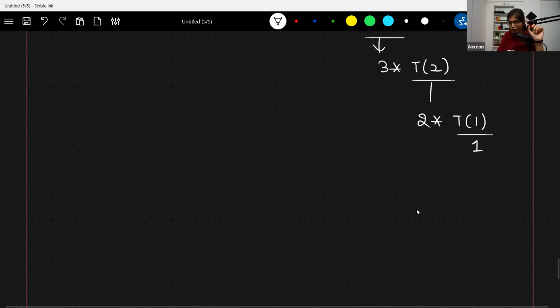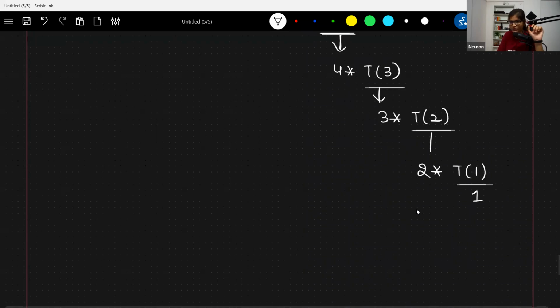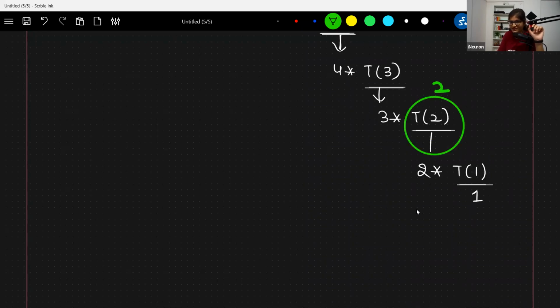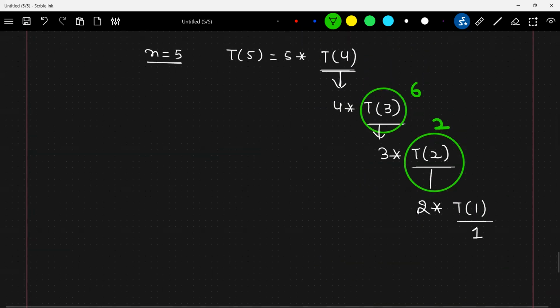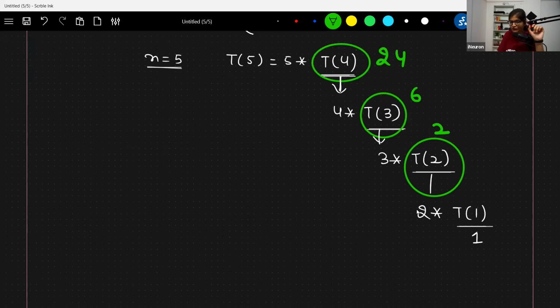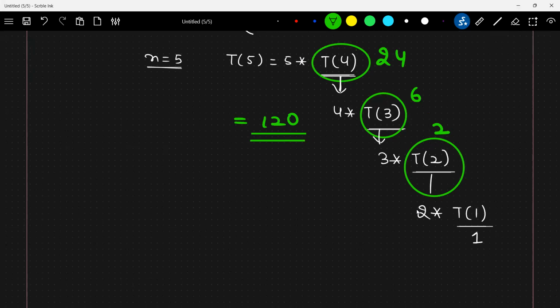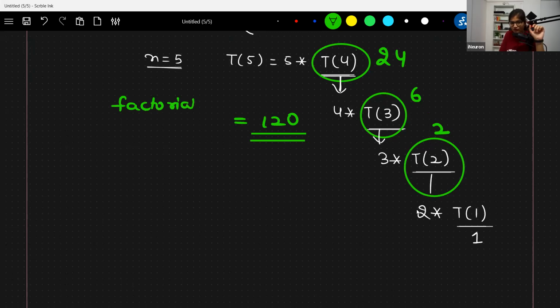So now this is T of 2. The value of T of 2 will be 2 into 1, which is 2. So 3 into 2 is 6, so 6 will be returned. 6 into 4 is 24, so 24 will be returned. 24 into 5 is 120. This is the answer. So this is the factorial recurrence relation that we just talked about a few minutes back.